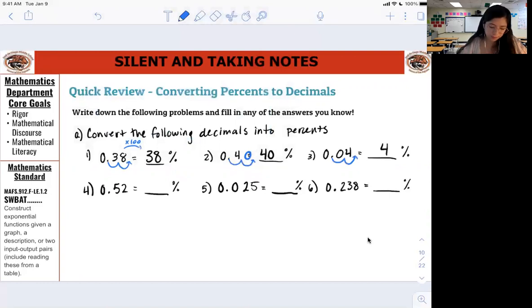0.52. 52%. Good. 0.025. 2.5%. Good. So this one, when you move it over twice, the decimal ends up between the 2 and the 5. And then the last one, 0.238. 23.8%. Good. Questions on going in this direction, turning a decimal into a percent?